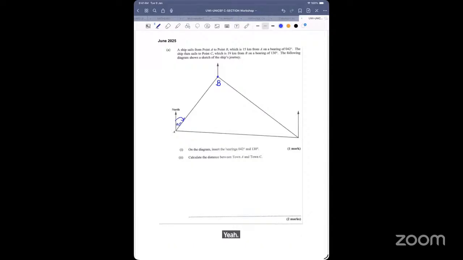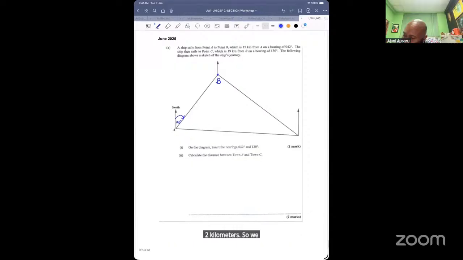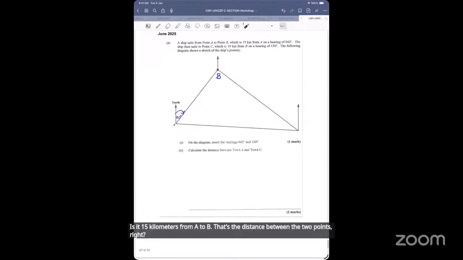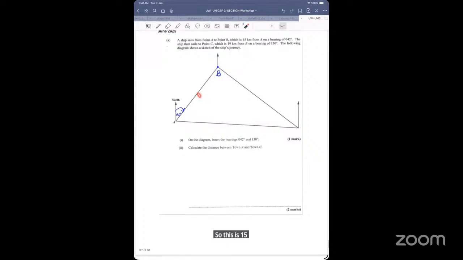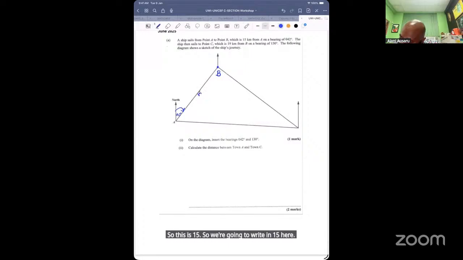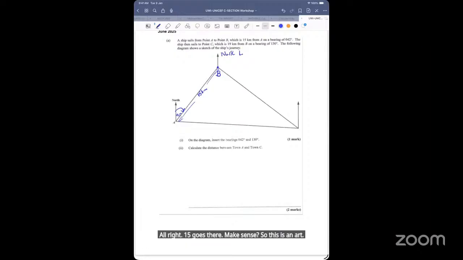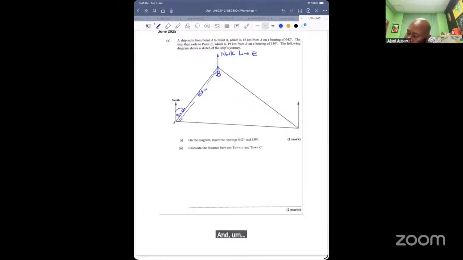15 kilometers. So this distance here is 15 kilometers from A to B. That's the distance between the two points, right? Yes, sir. So we're going to write 15 here. All right, 15 goes there. Make sense? So this is north, and this is the north line at B.